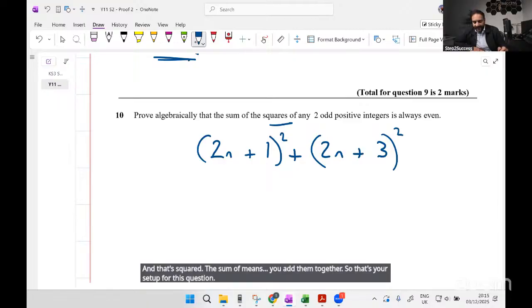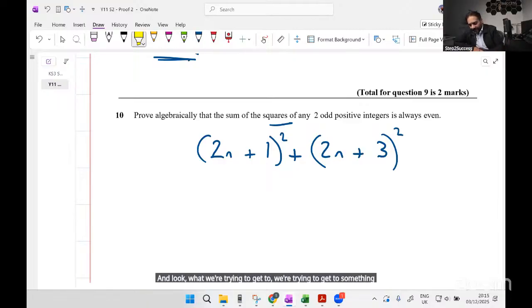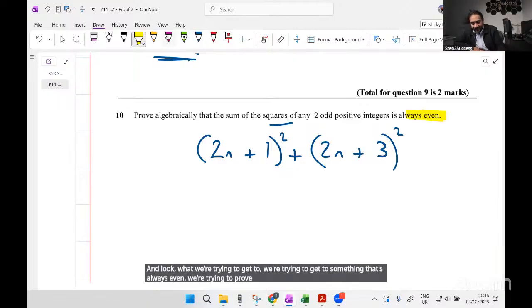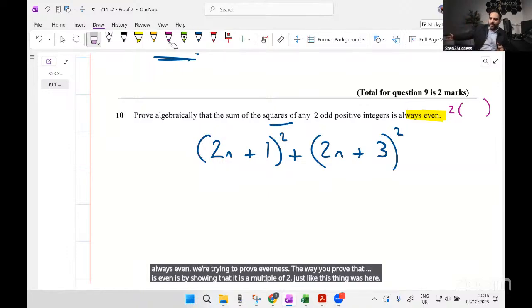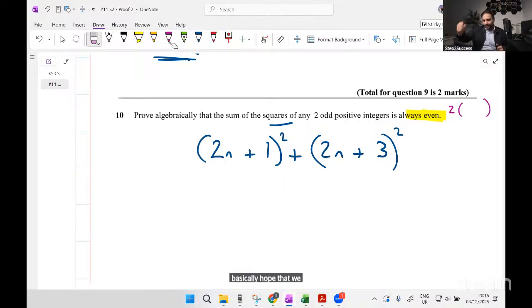And look, what are we trying to get to? We're trying to get to something that's always even. We're trying to prove evenness. The way you prove that something is even is by showing that it is a multiple of 2, just like this thing was here. So the end result, whatever we get, we hope that we can take 2 out as a factor and leave everything else inside the brackets.